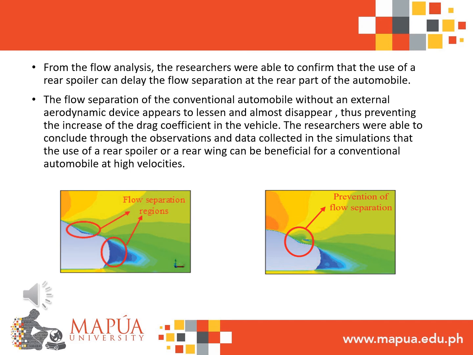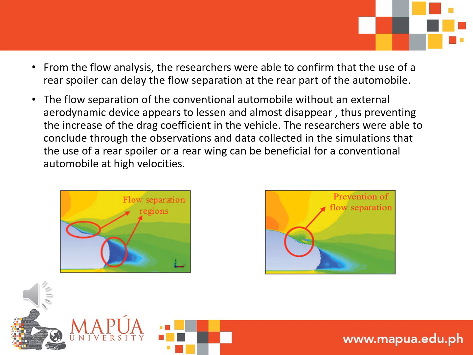From the flow analysis, the researchers were able to confirm that the use of a rear spoiler can delay the flow separation at the rear part of the automobile. The flow separation of the conventional automobile without an external aerodynamic device appears to lessen and almost disappear, thus preventing the increase of the drag coefficient in the vehicle.